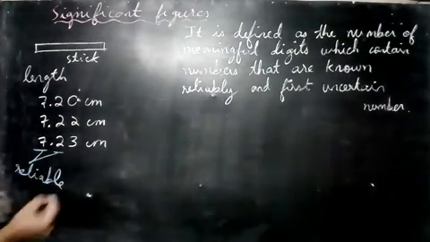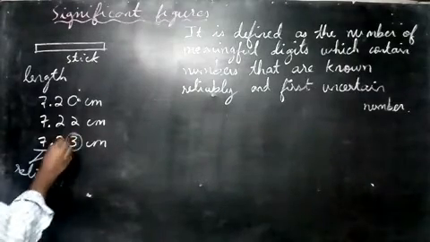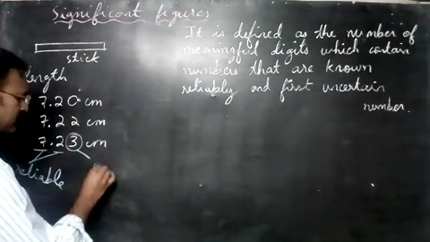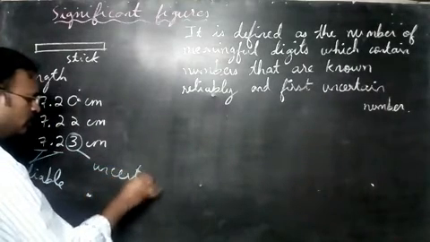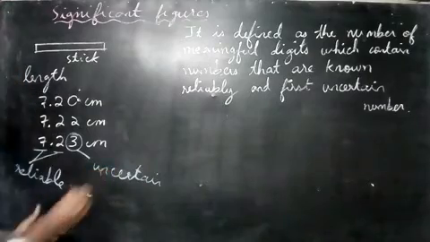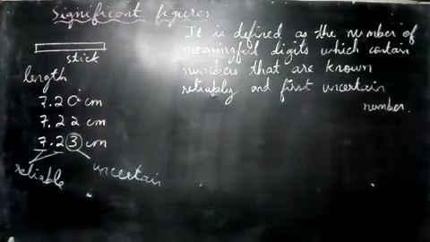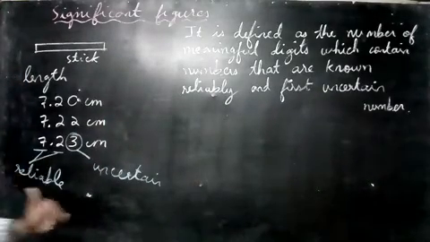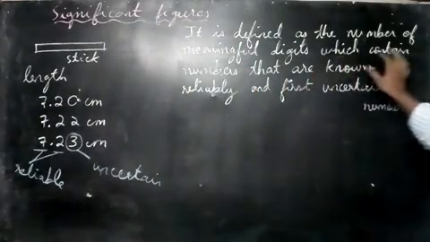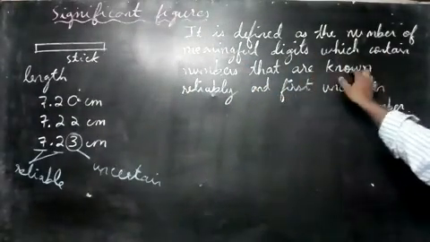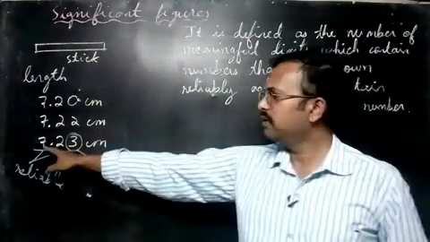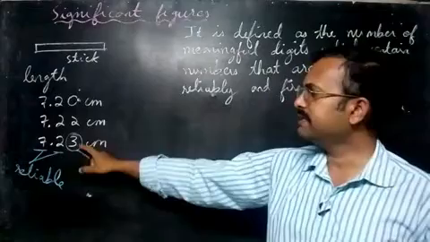That means we can trust it. But you see the third digit: 0, 2, then we get 3. This we say is an uncertain number. Now we'll go to significant digits. What's the meaning here? It is defined as the number of meaningful digits which contain numbers that are known reliably and the first uncertain number. So we know these two numbers are reliable and this is the first uncertain number.